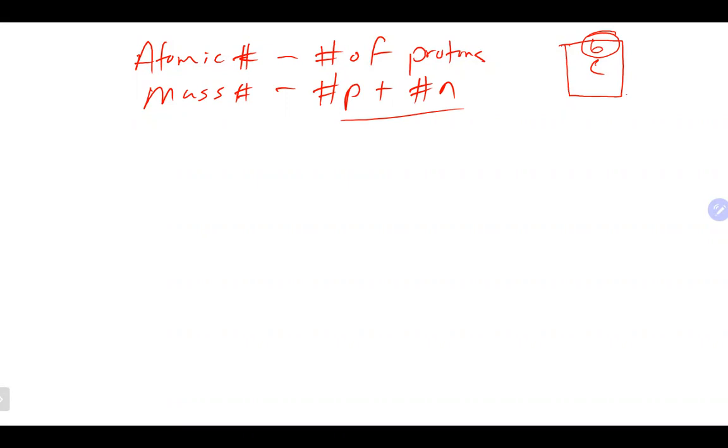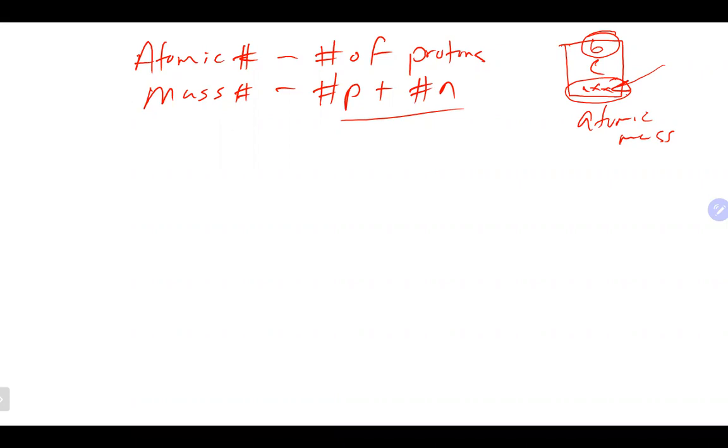When we look on the periodic table, the atomic mass is actually the number on the bottom there, not the mass number. Most of those are decimal type numbers, so that's a good way to remember not to write that number. So again, only the atomic number up there on the periodic table.